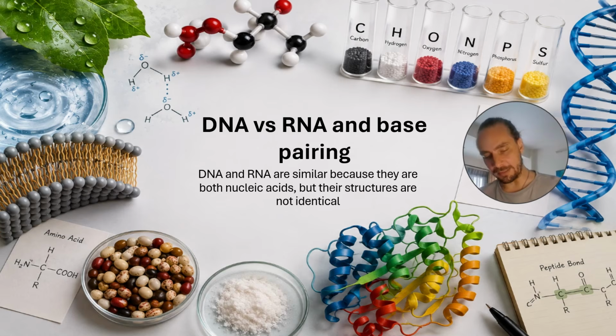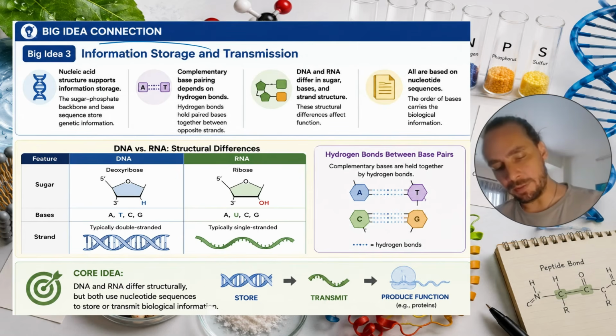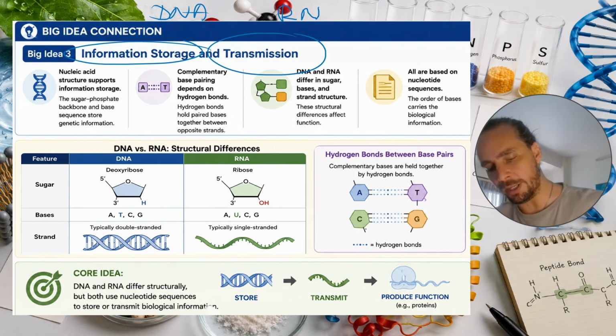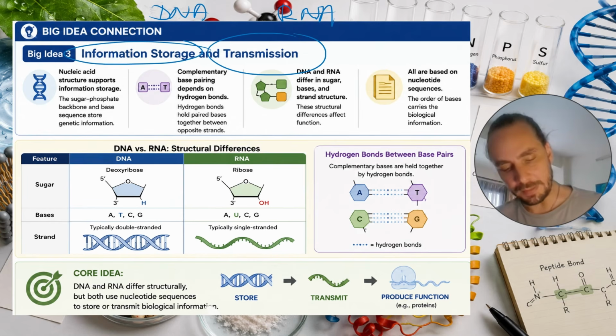Two main nucleic acids we're going to be learning about are DNA and RNA and the structural differences between them. Nucleic acids are used for information storage, and that is DNA, and transmission, which is RNA. They have some structural differences, like DNA has deoxyribose sugar, so that oxygen group has been removed, and RNA has a ribose sugar, so it has a hydroxyl group.